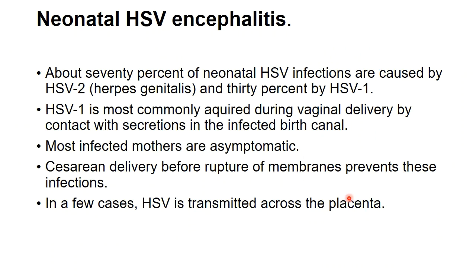Now coming to neonatal HSV encephalitis. Neonatal herpes simplex virus encephalitis is basically caused by HSV type 2. It is most commonly acquired during vaginal delivery by contact. Most infections occur in mothers who are asymptomatic. Cesarean delivery before rupture of membrane prevents these infections. In a few cases, however, herpes simplex virus can traverse across the placenta.